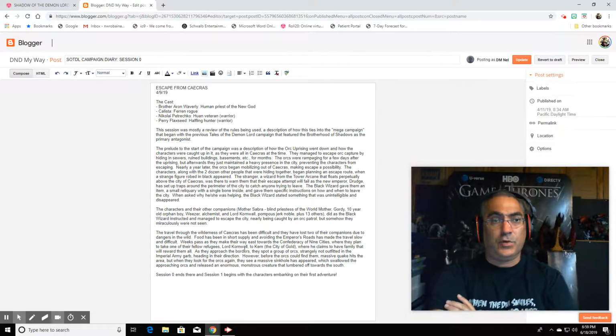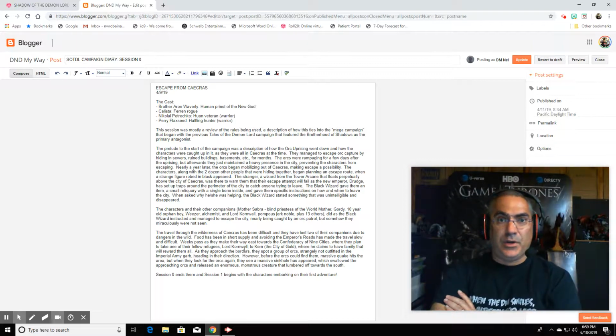The PC that took it was the priest PC, who is called Brother Aaron. Brother Aaron took the reliquary, and the Black Wizard gave them very specific instructions on when to leave and how to move through the city to get to the exit that they would need to go through in order to avoid notice. And so he disappears, mysteriously. The characters then follow his instructions when the time comes, and they escape the city.